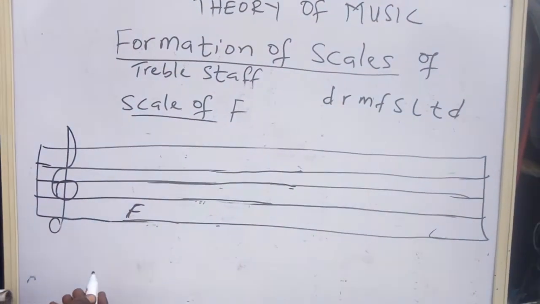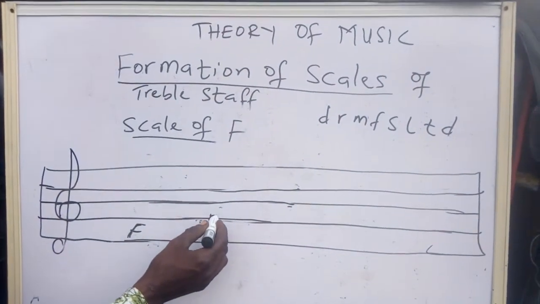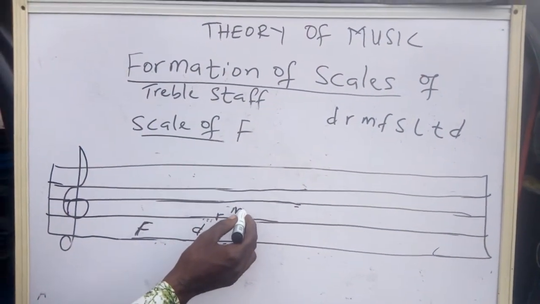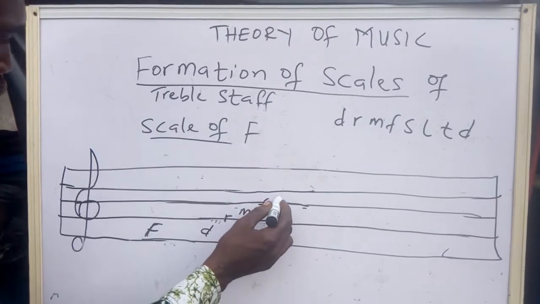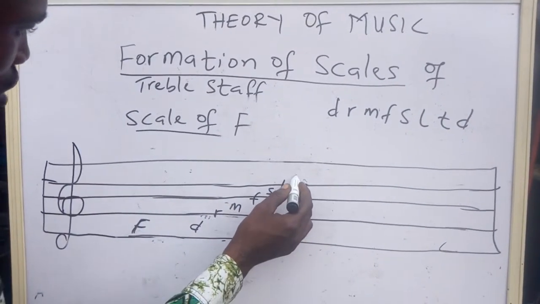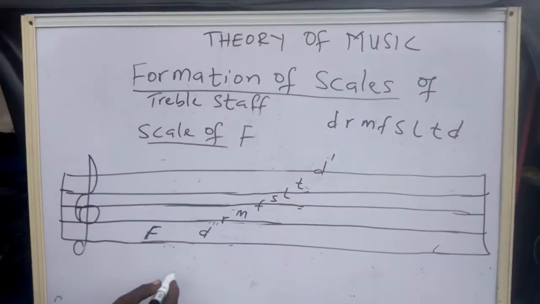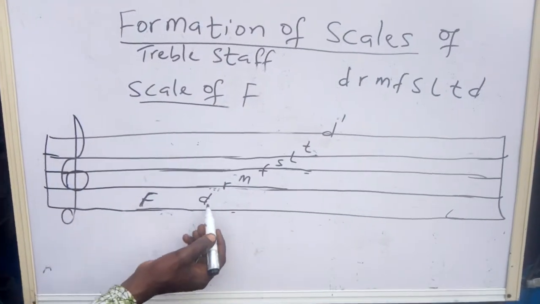F is here. Now your do will start from there, your re will be on the line, your mi will be on the space, fa. So please look at my hand very well, look at the way I'm constructing it. La, ti, do. That is the upper do. At the same time, the scale still continues downward.